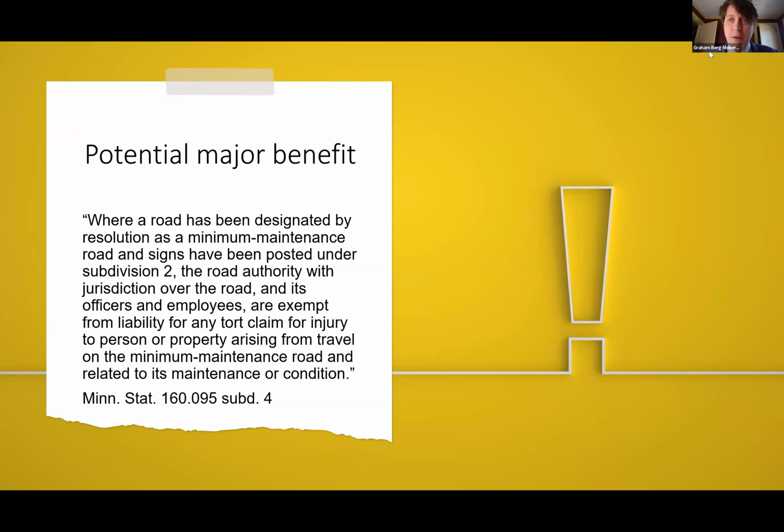Now, of course, the reason that we'd want to do this, aside from the budgetary reasons, is this one. And this is one of the major benefits here, if we do this correctly. You can potentially get some very strong language limiting your liability on these things. Once a road is designated correctly, the road authority with jurisdiction over the road, its officers, and employees are exempt from liability for any tort claim for any injury to person or property arising from travel on the minimum maintenance road and related to its maintenance or condition. Now, that's some pretty strong language.